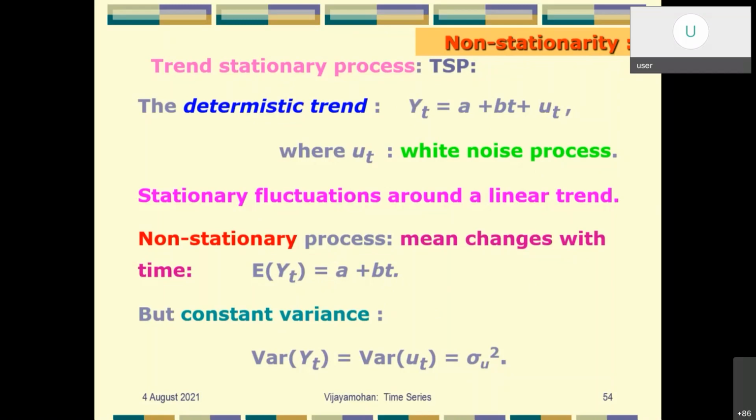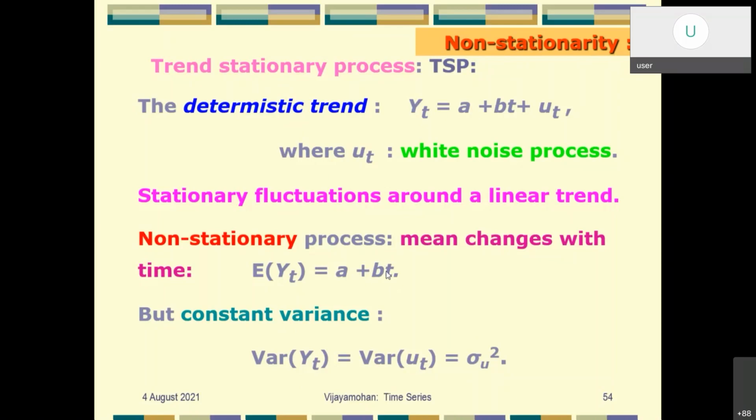But if we take the variance and the covariance of this deterministic trend process, this TSP, we can find that both are constant. That is sigma squared. The covariance is only a function of the lag k, not a function of time. So a TSP, trend stationary process like this, has a constant variance and an independent covariance. Both are independent of time.